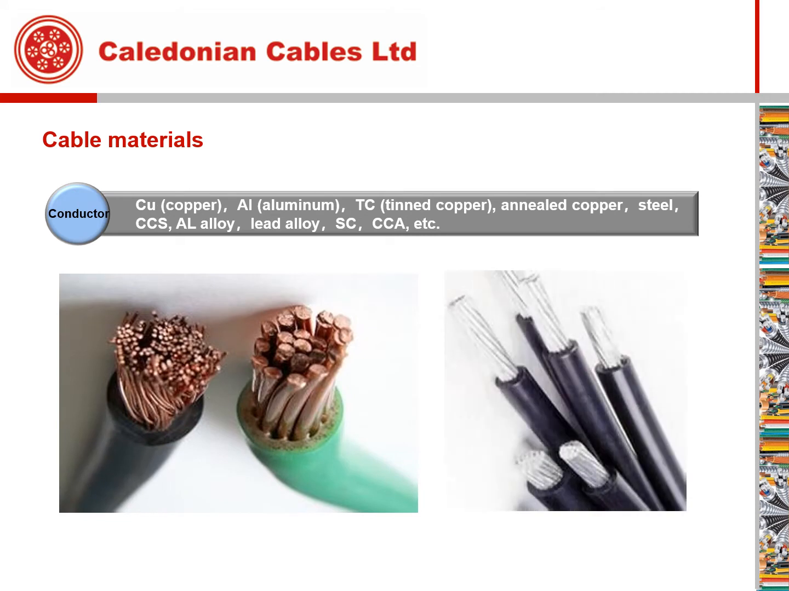Now let's see cable materials. For conductor, the most popular material is copper. Annealed copper and tinned copper. Annealed copper is to make copper wire softer, while tinned copper is to prevent copper from oxidation. For big size power cables, customer may choose aluminium to control the cost, but as to conductivity, copper is better than aluminium.